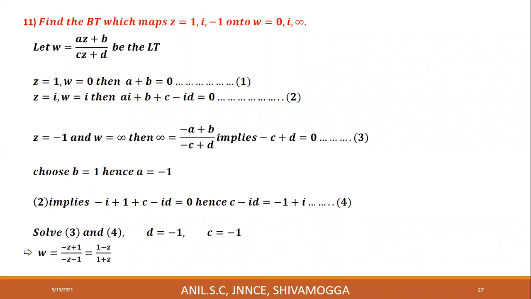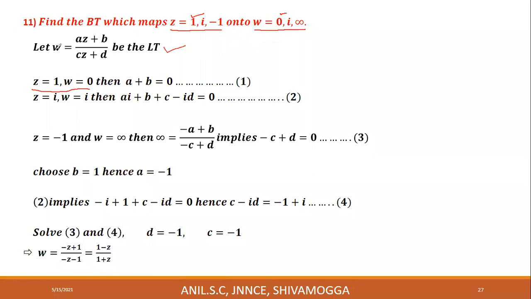Find the bilinear transformation which maps Z is equal to 1, I, minus 1 onto W is equal to 0, I, infinity. Another problem, same kind of problem. Z is equal to 1, I, minus 1 and W is equal to 0, I, infinity. Let W is equal to AZ plus B divided by CZ plus D be the required bilinear transformation. Substitute first set of points. Z is equal to 1, W is equal to 0.